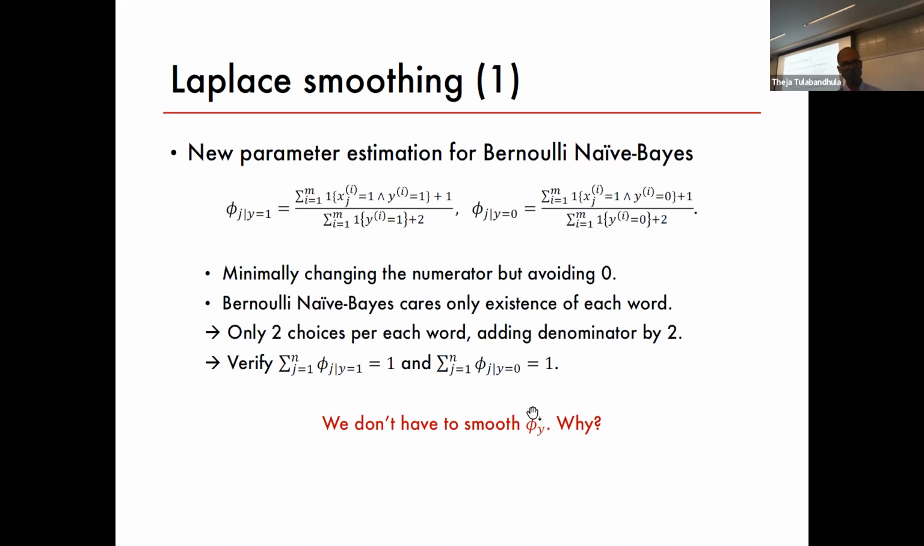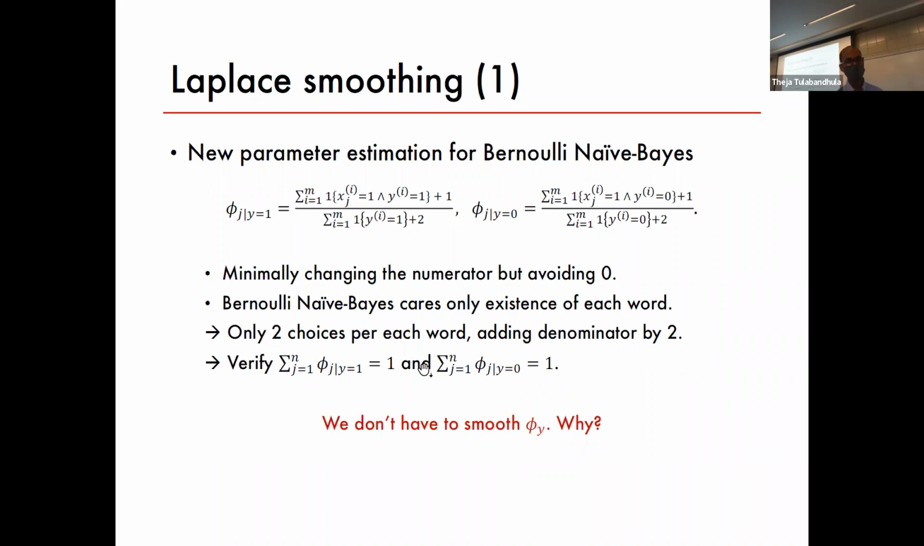So we don't have to smooth P of y. That's because you need to have two classes. In the sense, you need to have at least one observation which is spam and at least one observation which is non-spam, so you don't run into the 0 by 0 error. The number of positives divided by the number of observations is at least going to be greater than 0 for sure, because you need to have one of these classes. Otherwise, you can't classify if you don't know the second class.